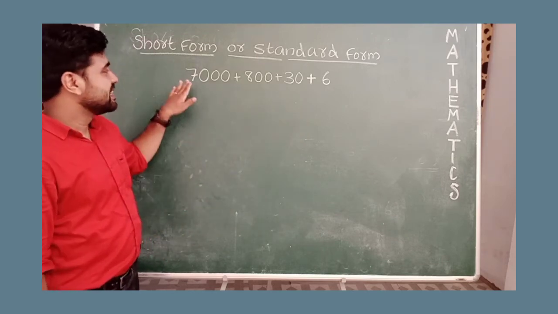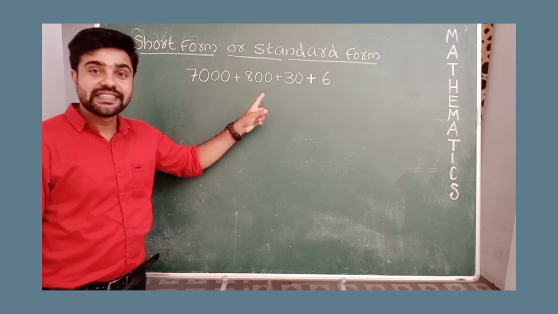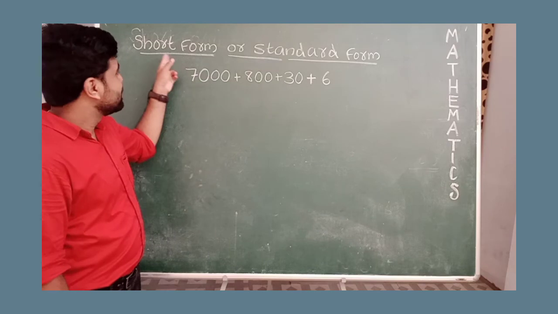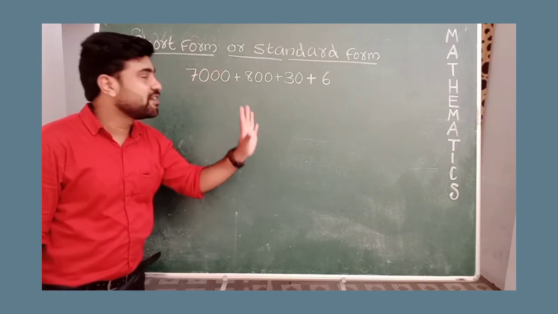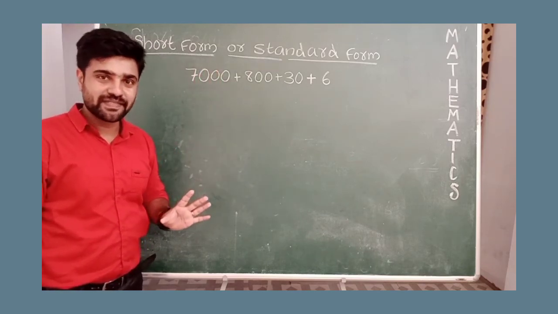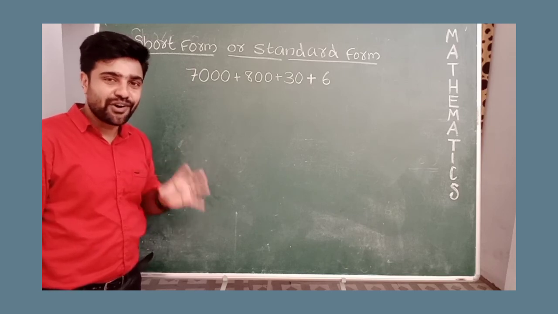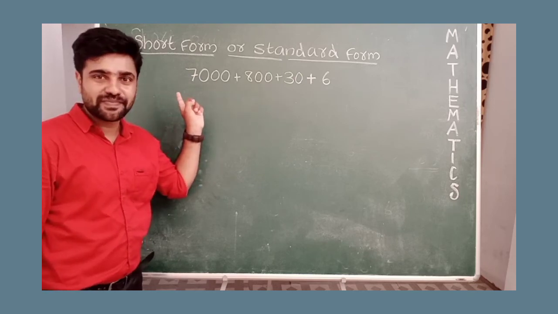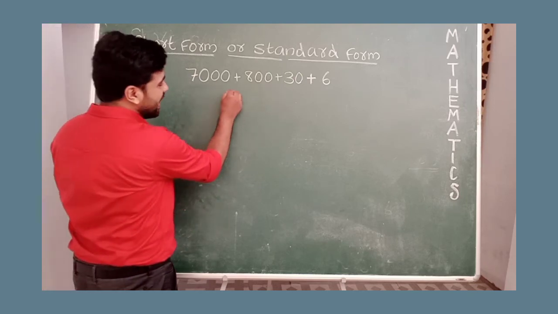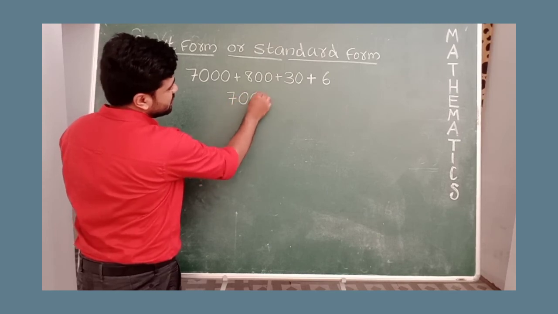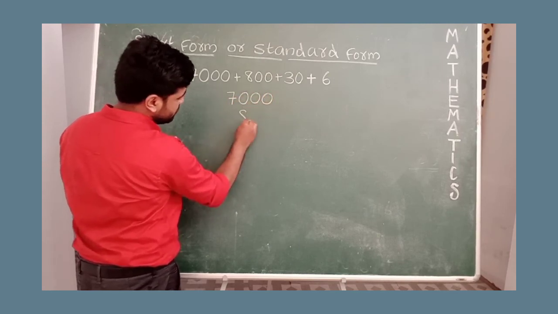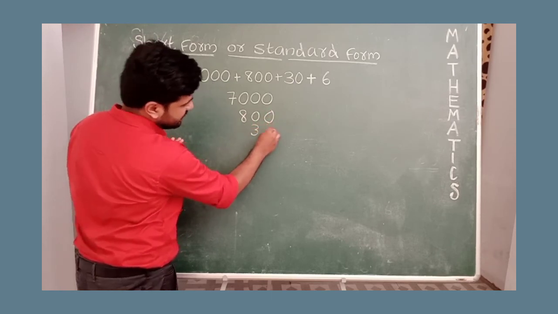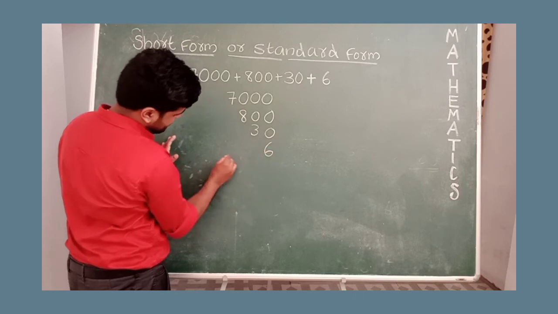Very easy. Just add the numbers in the expanded form together. The answer will be the short form or standard form of the number. Shall we find out the short form or standard form of these numbers? Then for that, add the numbers together. 7000 plus 800 plus 30 plus 6.